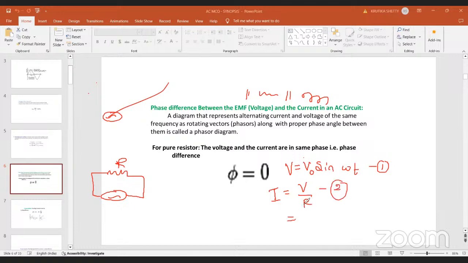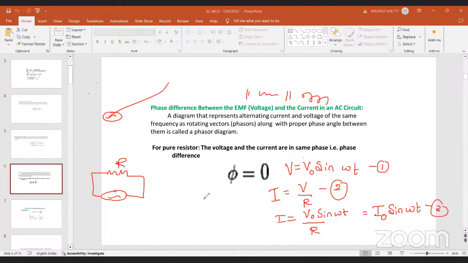V is written as V naught sin omega t divided by R. So it is V naught divided by R into sin omega t. This is equal to, so what is V naught divided by R? V naught divided by R, that is voltage by resistance, is nothing but current. So take it as I naught, therefore it becomes I naught sin omega t. So what we derived here, students, is I is equal to I naught sin omega t. I'll name it as equation 3.